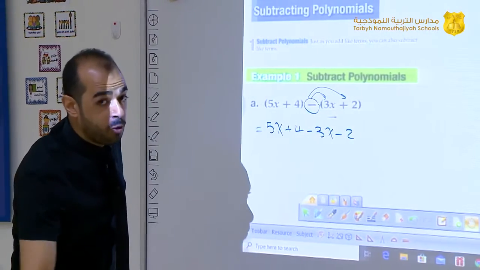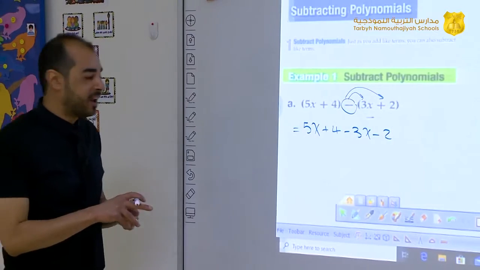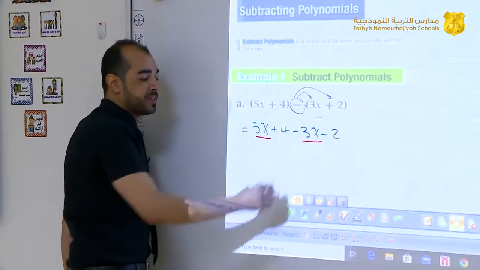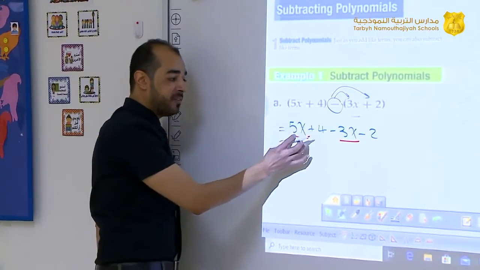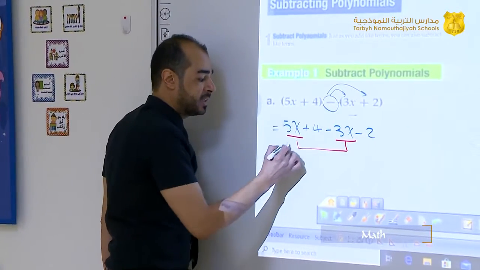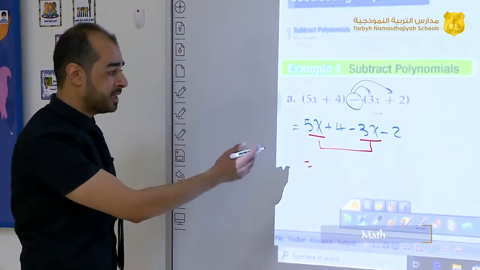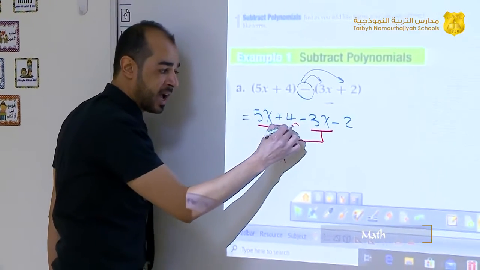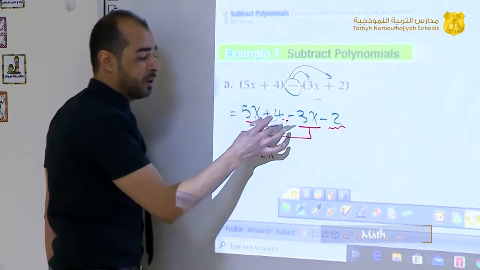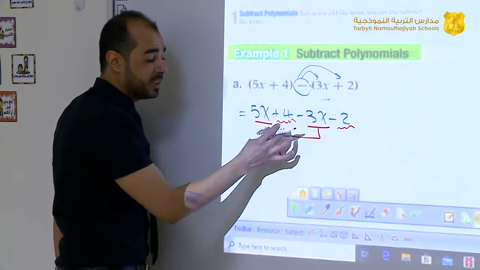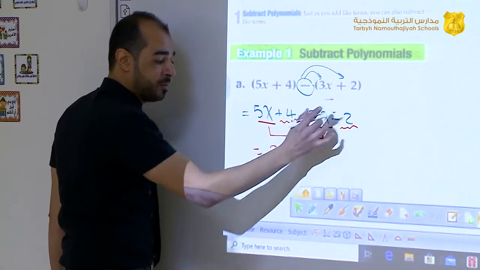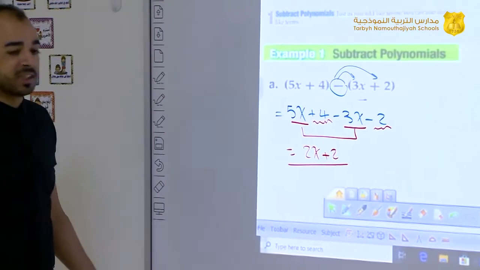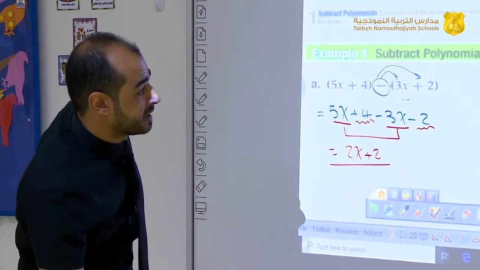Now, as we always did, first determine the like terms. The like terms, let's remember, have the same letter with the same power, as here 5x and negative 3x. Let's collect them. Yes, 5x minus 3x, we get 2x. And what else? We still have like terms, which are positive 2 and positive 4 and negative 2. So 4 minus 2, we get positive 2. So now we finish subtracting these polynomials. Another example.